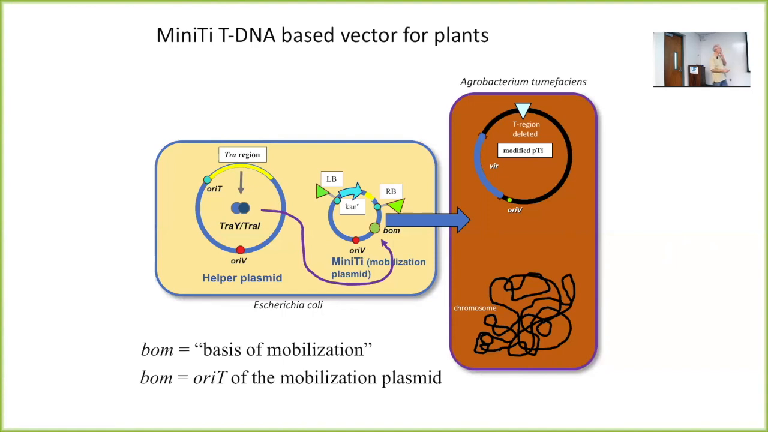So let's look at this again. This is the original obsolete vector. I captured this in an intermediate stage of development. Notice it has its own ORI-T, and that same sequence, identical, is located also on the mini TI. It's just called basis of mobility, or the MOB site. It's the same sequence. In this case, what's going to happen when conjugation occurs? Both plasmids are going to get mobilized, right? So I like to mess with that a little bit on exams. So is it going to be 3 plasmids in agrobacterium? Yeah. You'll end up with the helper in there and the mobilization plasmid, which is the mini TI.